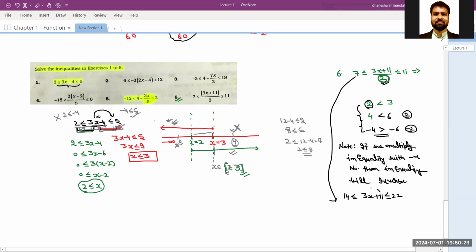So just take 11 here. Then I get 3 here. Now 3x is here and 11 is there. So 1 is there, and from here 11 by 3. So this is the solution. Okay.